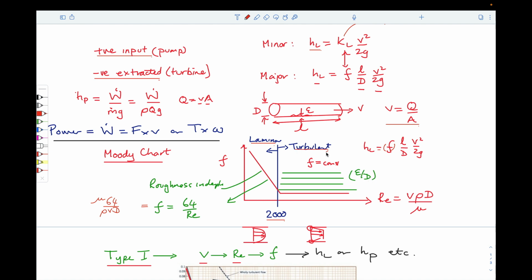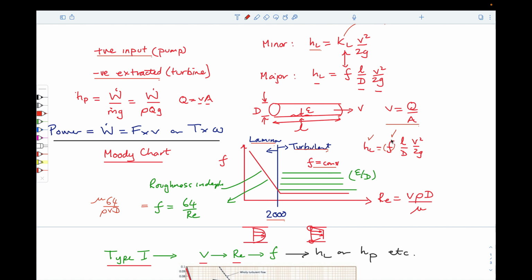Conversely, if we're in the turbulent regime, then the friction factor is a constant with Reynolds number. It doesn't vary with Reynolds number. And therefore, this value here is a constant. And so if we know what the value of the head loss is, we can square root this term to be able to determine what the value of the velocity is. So there's two fundamentally different ways in which to solve for the velocity if we're in laminar flow or turbulent flow.